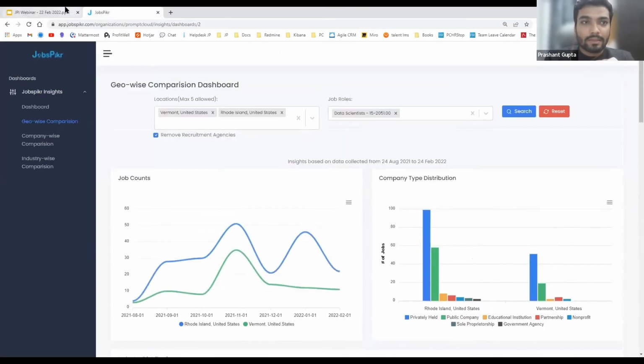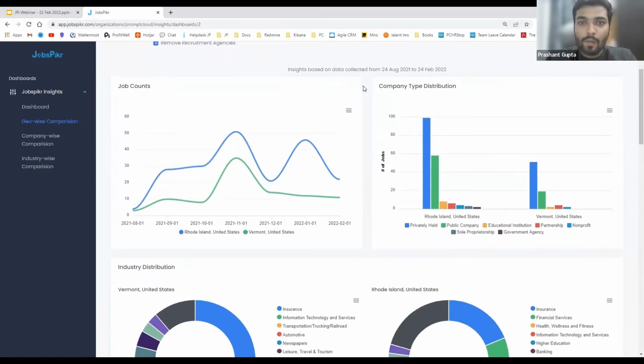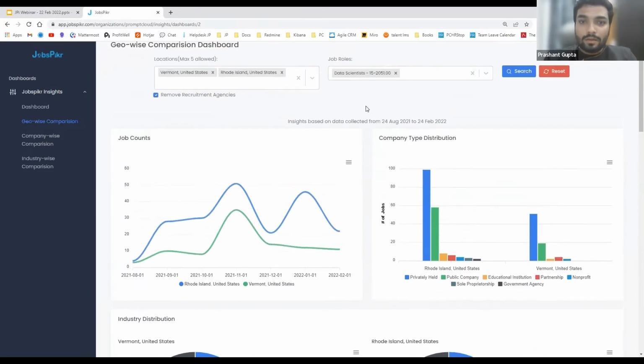As this is a geo-wise comparison, and the company wants to look at two different states where their branches are, I have already selected the geo-wise comparison dashboard from our Insights platform. The locations I have already filled, and the role I've selected is data scientist as per the requirement. This data provided here is from the last 6 months.